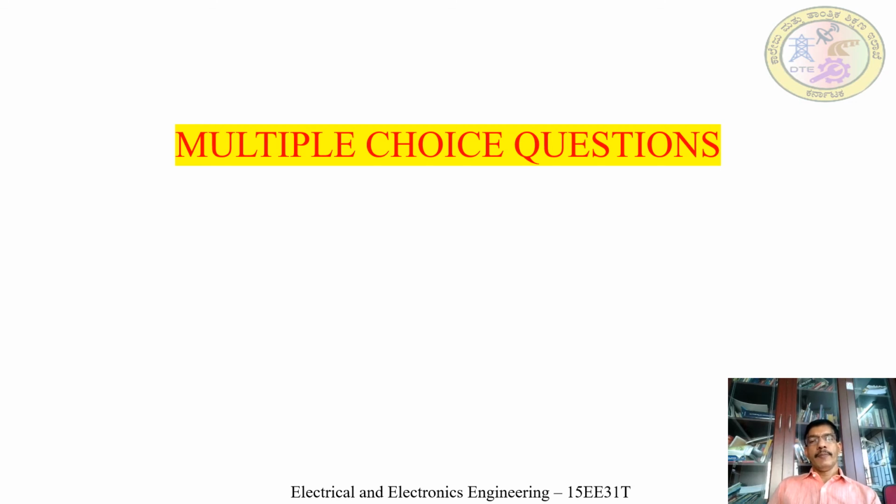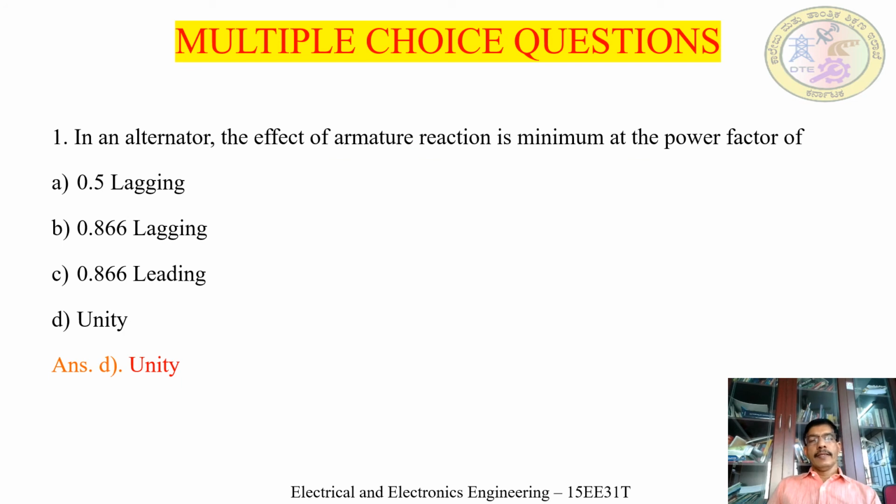Next we will practice some multiple choice questions. In an alternator, the effect of armature reaction is minimum at the power factor of 0.5 lagging, 0.866 lagging, 0.866 leading, or unity. Correct answer is unity. Armature reaction effect is minimum at the unity power factor. Only cross magnetizing effect, no demagnetizing effect in case of unity power factor.